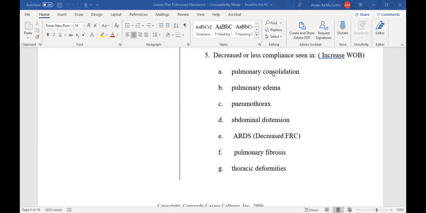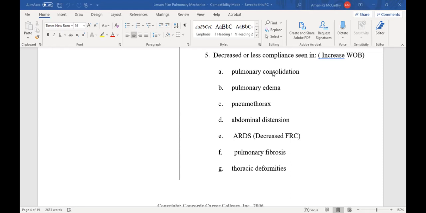When we get towards the end, we're going to do a unit about restrictive versus obstructive. What are the restrictive diseases? What are the obstructive diseases? The obstructive diseases are the ones associated with COPD. But then you're going to learn there are some restrictive diseases which cause a low compliance, and some of these are right here, what you're looking at now: pulmonary edema, thoracic deformities, pulmonary fibrosis, consolidation, abdominal distension. All of those are restrictive diseases, right? These are restrictive issues that keep the lung from doing what you want it to do.